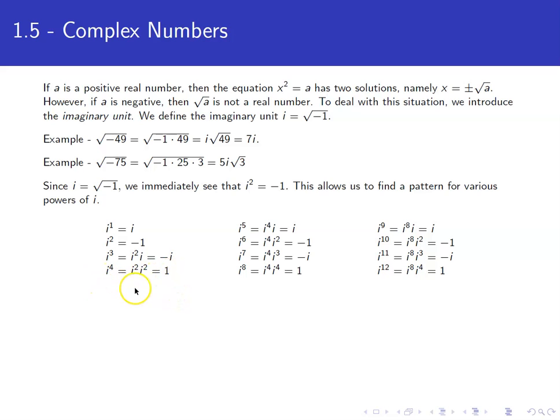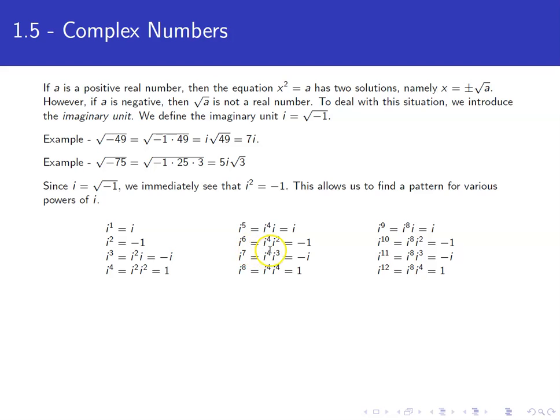i to the fourth will be i squared times i squared. i squared is -1, so you get -1 times -1 gives you 1. So we've got the pattern i, -1, -i, 1. Let's continue on for i to the fifth. We can now pull out i to the fourth. i to the fifth is i to the fourth times i. We just said that i to the fourth is 1, so we just get i.